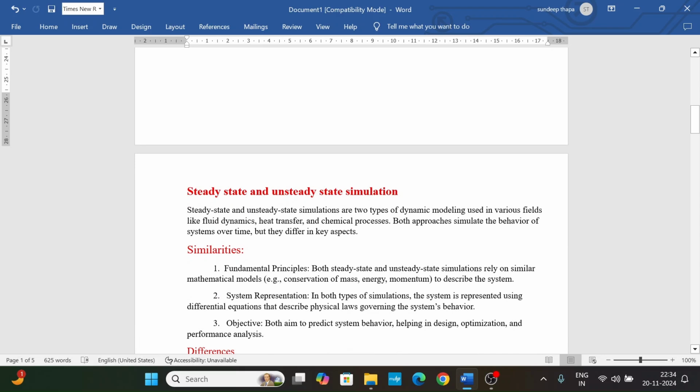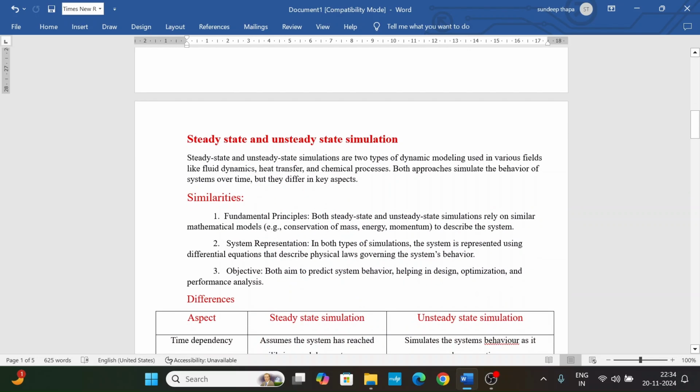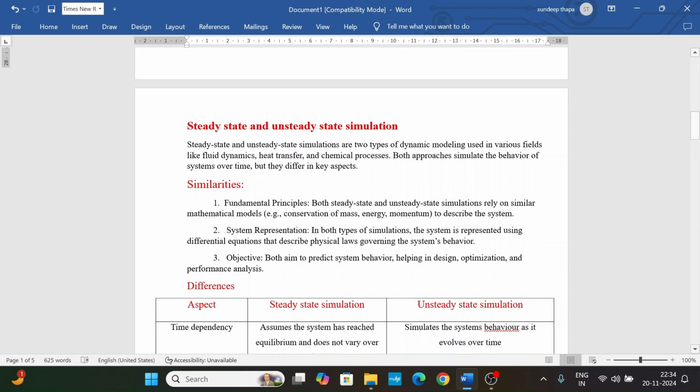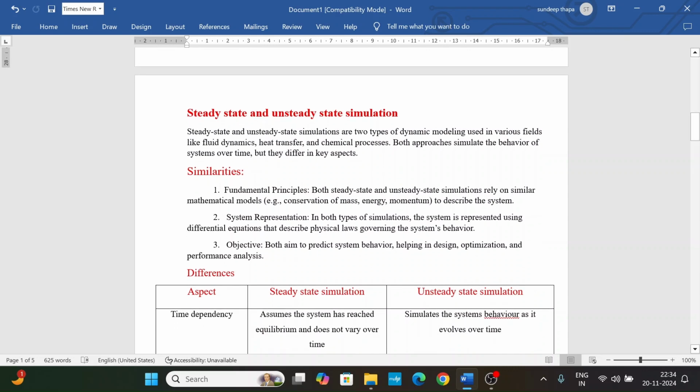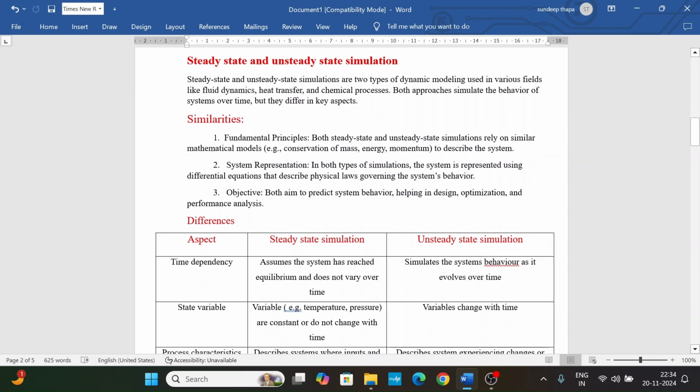Steady state is when the properties do not change with respect to time, and unsteady state is when they change with respect to time. So here is a similarity: the fundamental principle. Both methods follow the same mathematical models, that is conservation of mass, energy, and momentum, to describe the system, to give us what is happening in the system, the behavior. System representation uses differential equations, and the objective of both is to predict the system behavior.